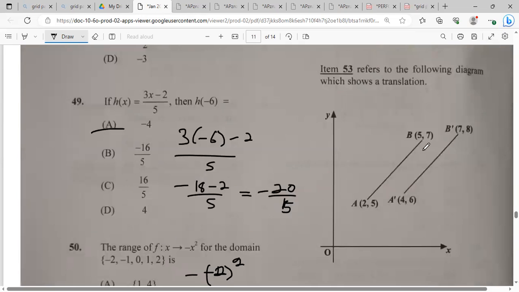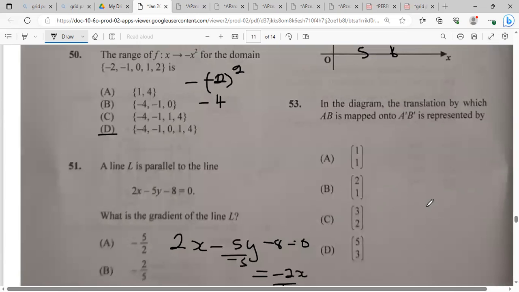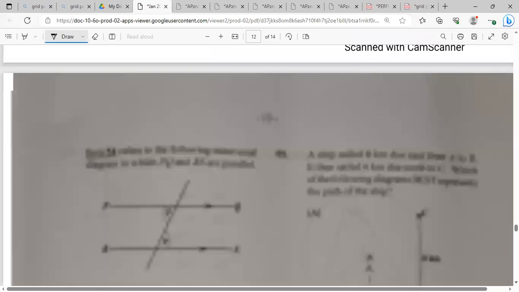All right, item 53 refers to the following diagram, which shows a translation. So we have 2 to 4, 5 to 6. So we can say they added 2 and they added 1. So that's 2, 1. So that's the last part of the paper when it's done. If you make it this far, big up yourself, you know.